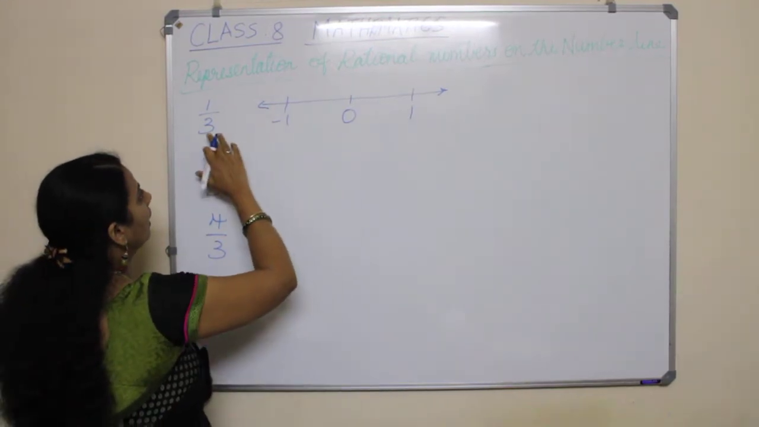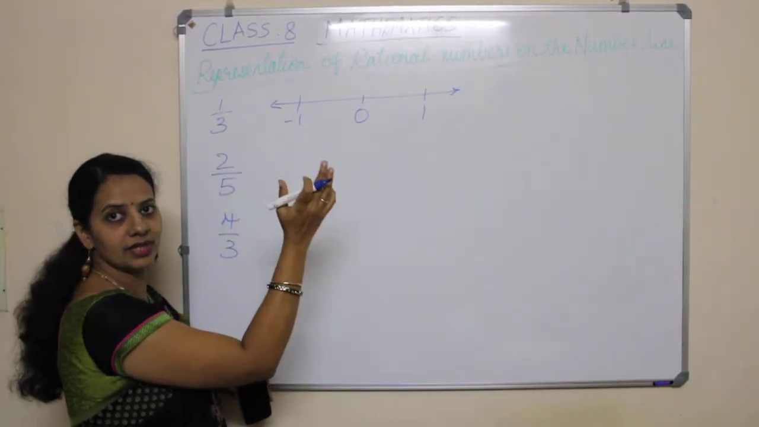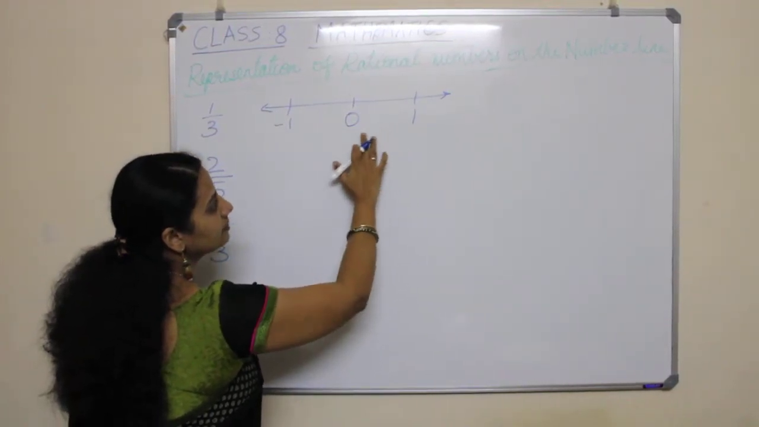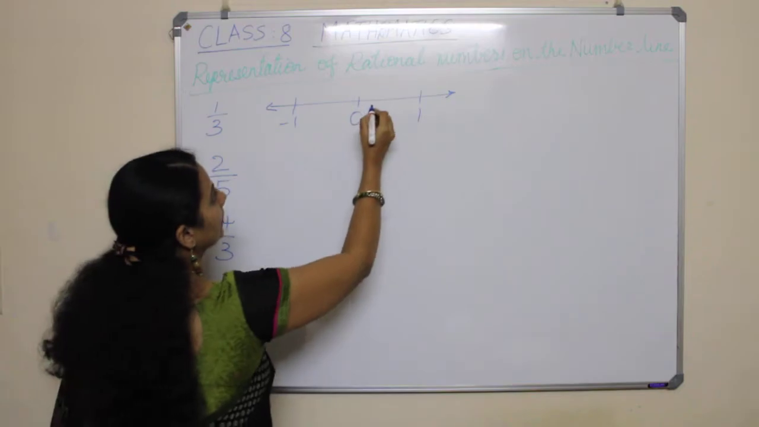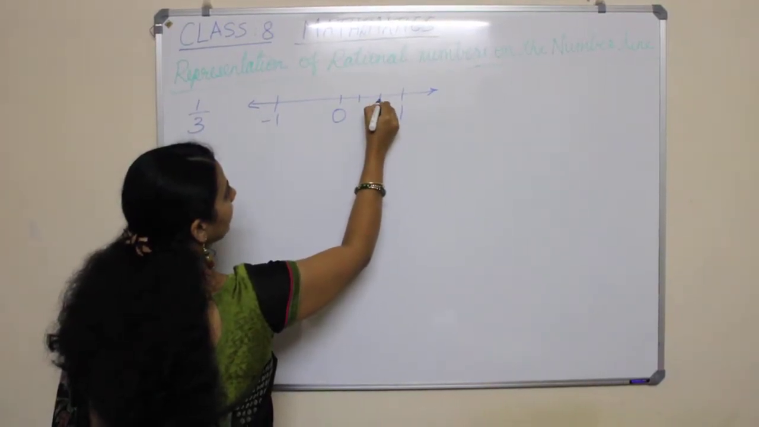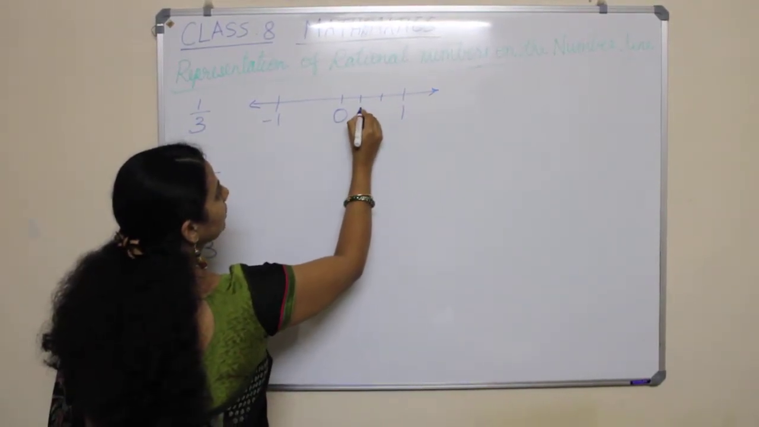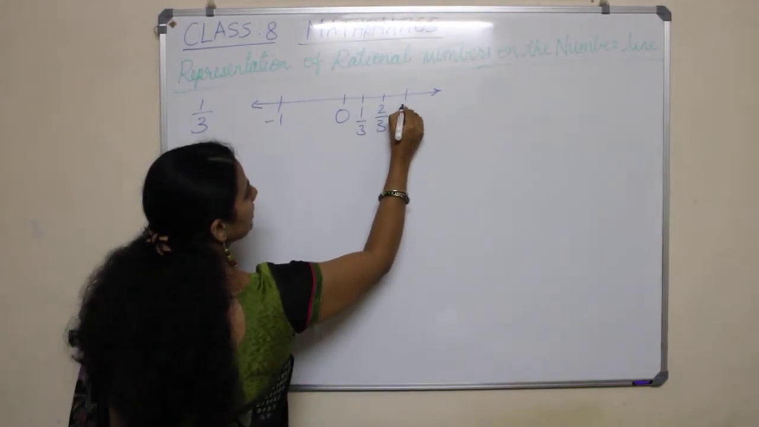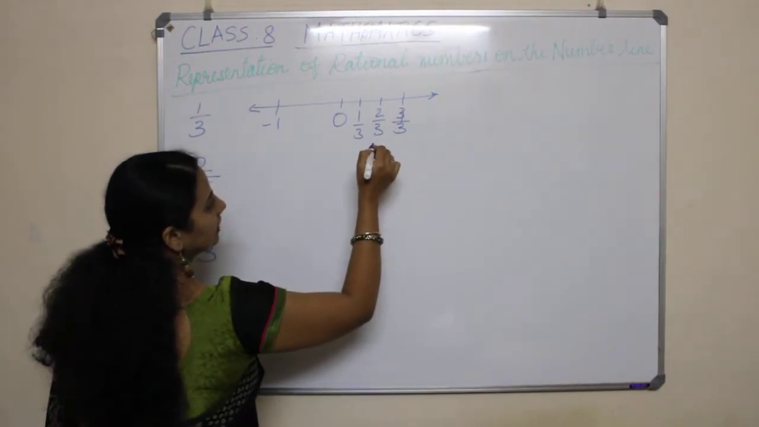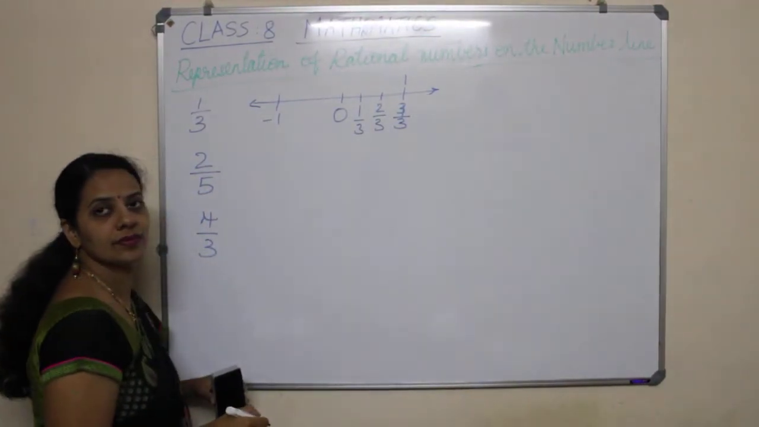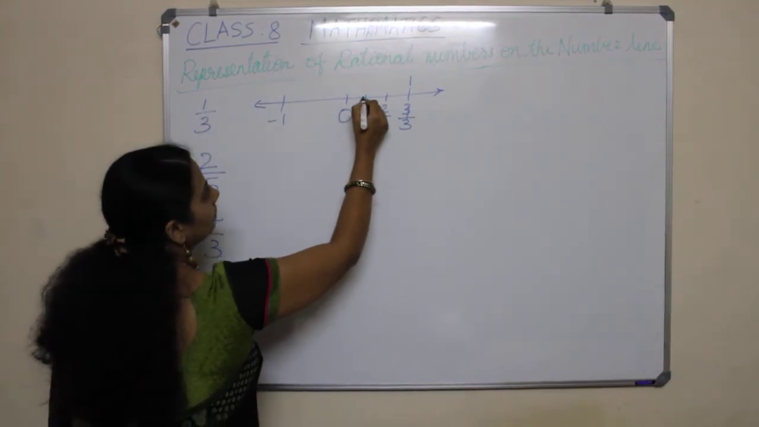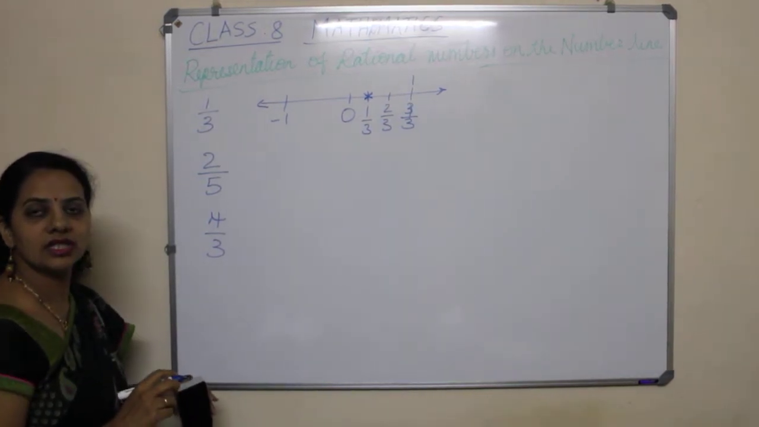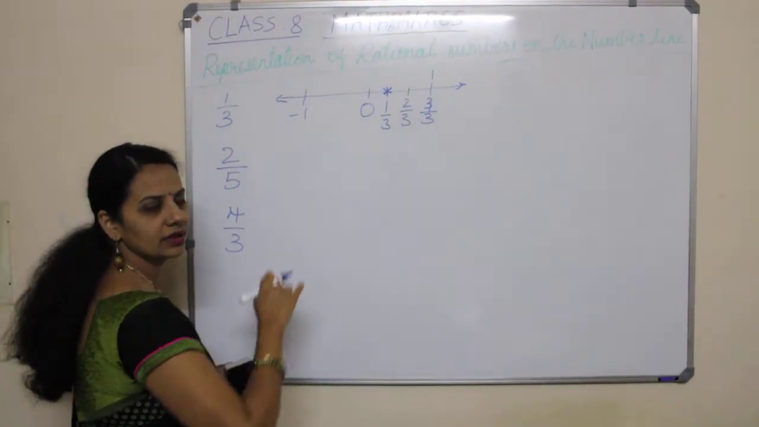So how many parts does it have? The denominator represents the total number of parts, as you know. So we have to divide this part into 3 equal parts. So this is one part, this is another part, and this is one more part. So this represents 1/3, this represents 2/3, and this is 3/3. 3/3 is nothing but 1, right? So 1/3 lies at this point. So this is how we represent 1 by 3 on the number line.